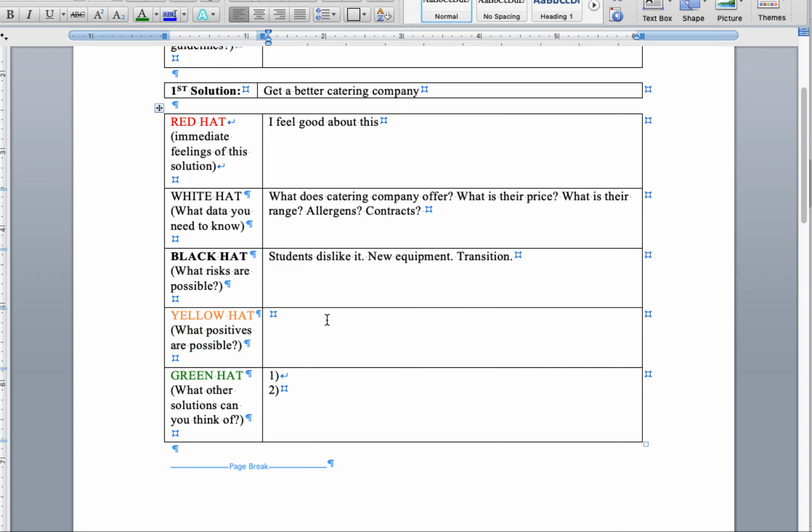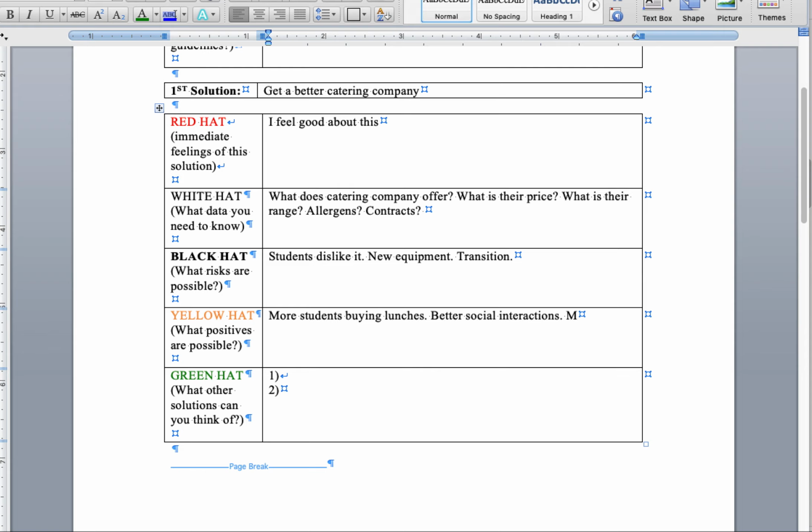Let's be bright and cheery and sunny. So let's be the yellow hat now. Let's list off the things that we could potentially do that's better. What are the potential good outcomes of this? Well, if the food's better, we might have more students buying lunches. We might have better social interactions.